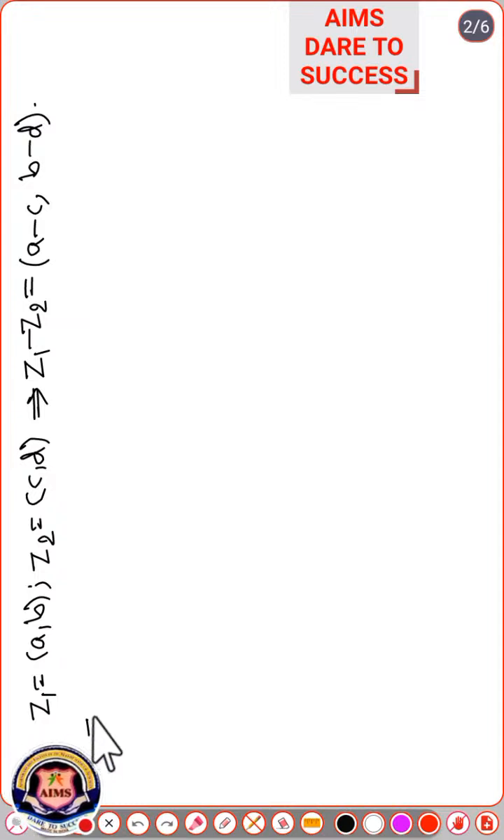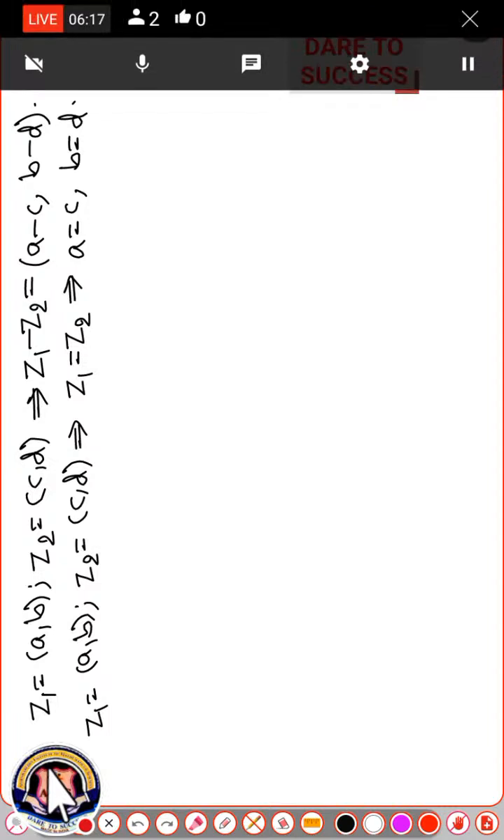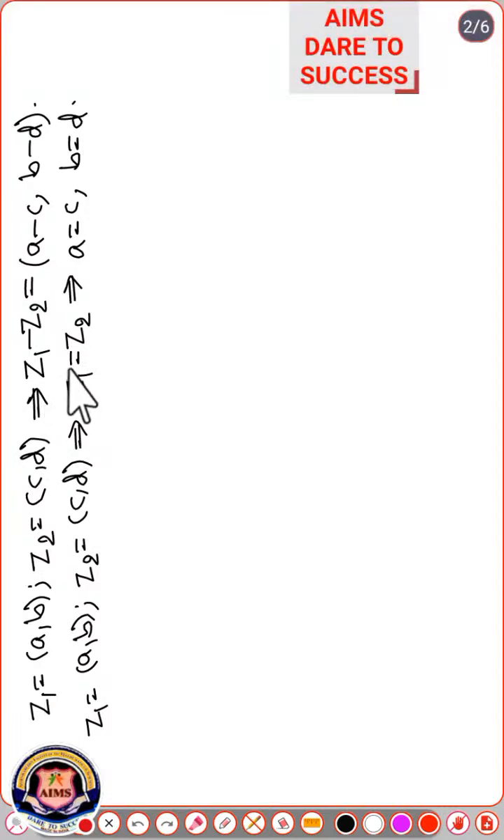Next, z1 is equal to a comma b, and z2 is equal to c comma d. For these two complex numbers, if you want to equate z1 is equal to z2, how is it possible, my dears? Equate real part to real part, a is equal to c, and imaginary part to imaginary part, b is equal to d. This is subtraction, addition as well as equating of two complex numbers.